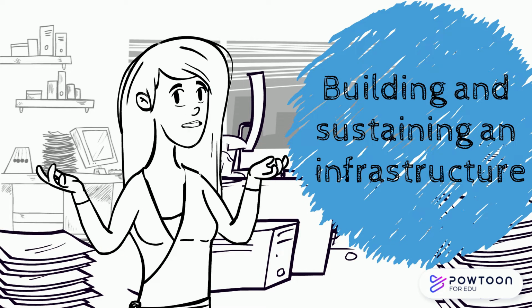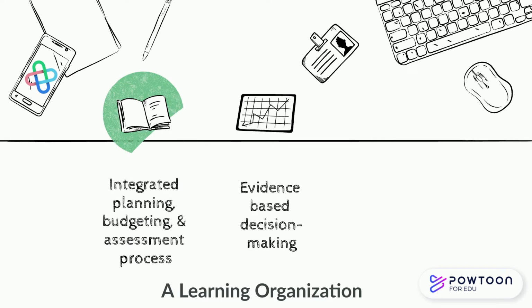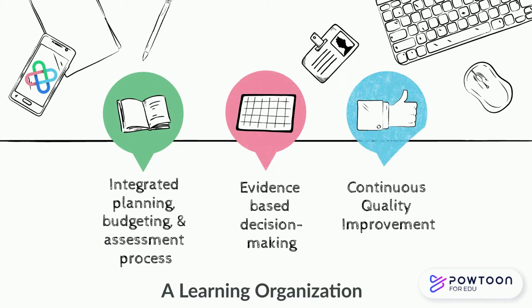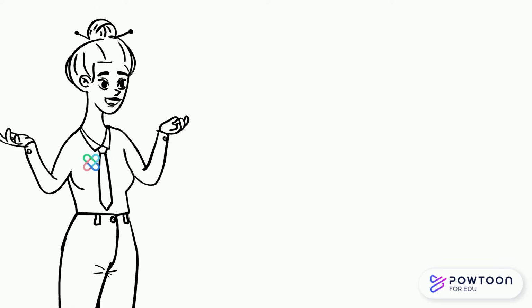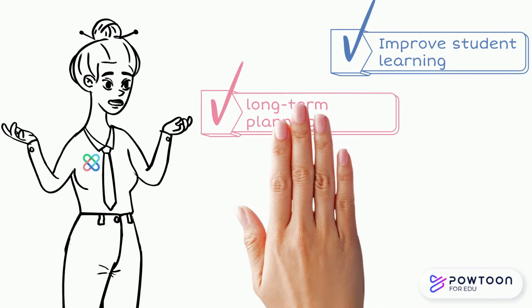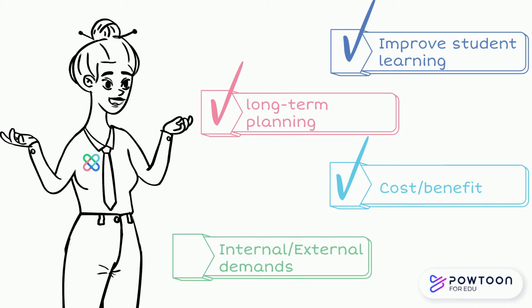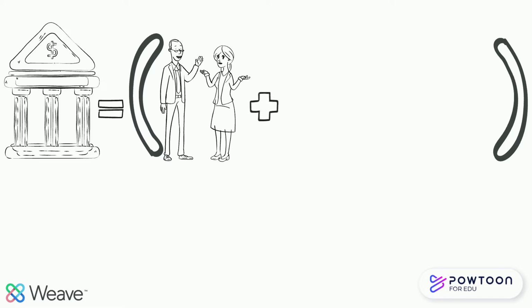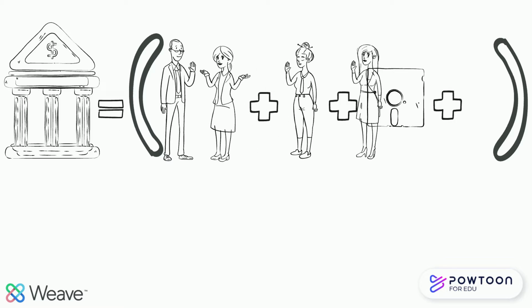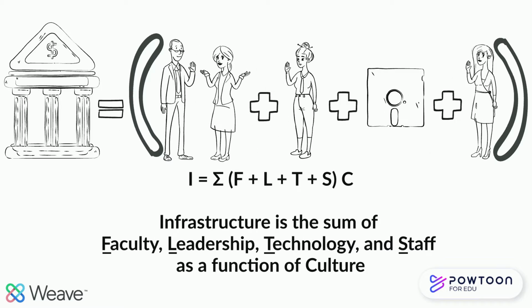If we truly want to be a learning organization, then we need to invest in the infrastructure. We need to make sure that we're using information wisely. This will help improve student learning, long-term planning, increase benefits and decrease costs, and meet the demands of internal and external constituencies. So let's take a look at infrastructure. Here's a quick equation for you to think about. Infrastructure is the sum of faculty, leadership, technology, and staff as a function of culture.